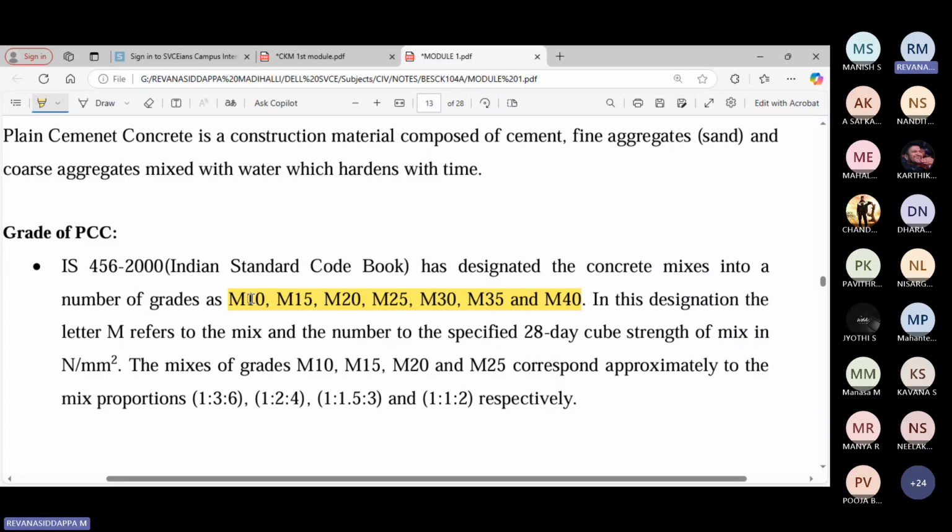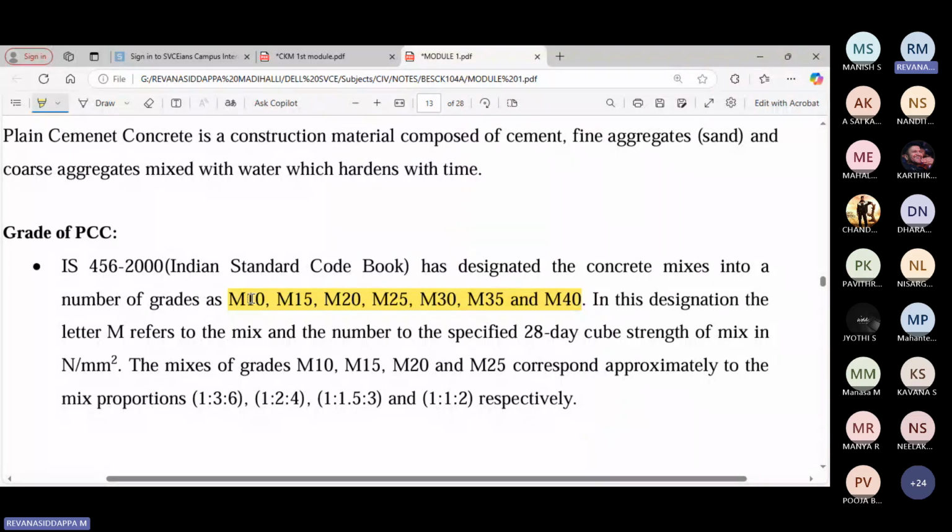And for beams, normally we will go for M25 grade of concrete. The grade represents the compressive strength of the concrete after 28 days of curing. Then the question comes: how to achieve these grades, how to achieve this strength of the concrete? For example, if you want to prepare a concrete with the M20 grade, how to prepare that?